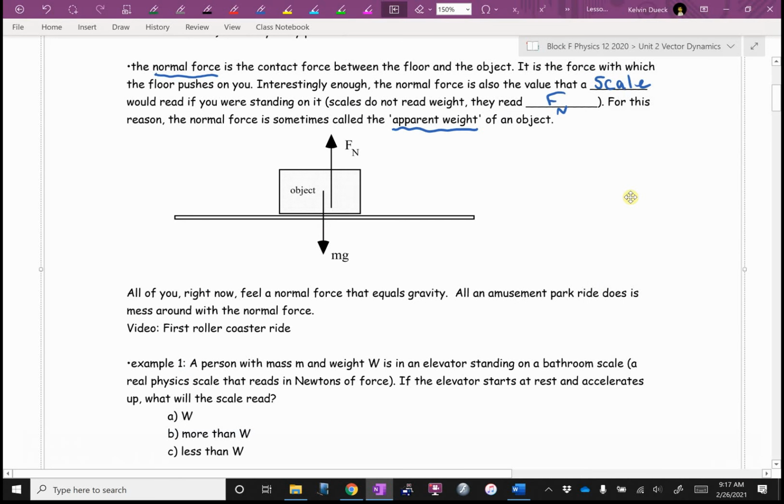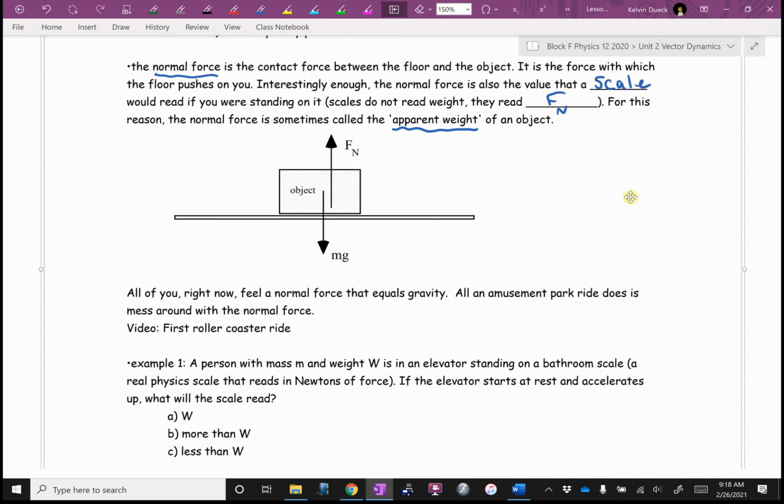So, an amusement park ride can change the normal force. Make it lighter, for example, when you're going down that big first hill of the roller coaster. Heavier at the bottom, and there's other amusement park rides that make the normal force heavier as well. There is no equation for the normal force. There's nothing on your formula sheet that says Fn equals some formula. You can only figure it out from your free body diagram.